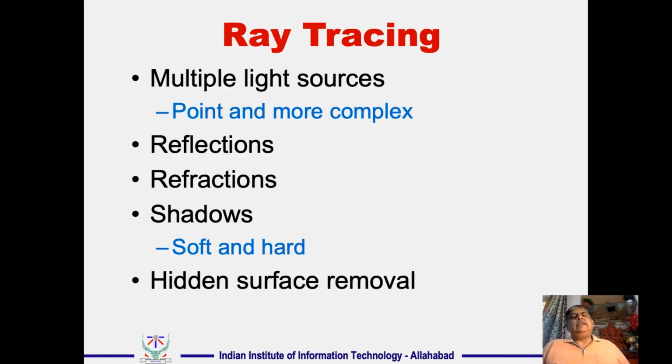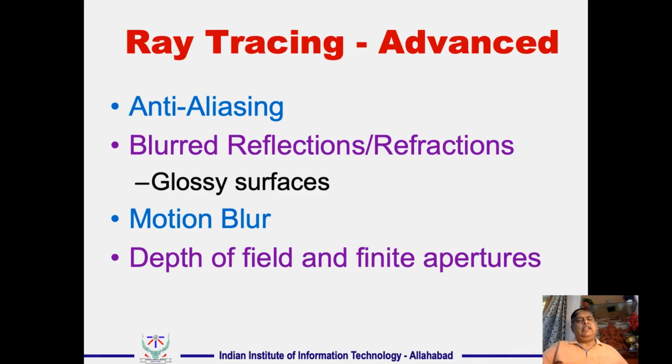Now, ray tracing can be done using multiple light sources, point or more complex light sources or extended light sources. We need to see reflections, refractions, shadows, and the software and hardware. We need to also do hidden surface removal, which we have learnt earlier.